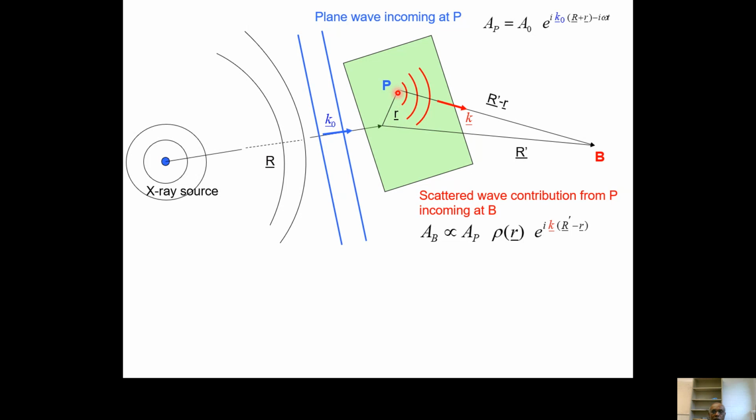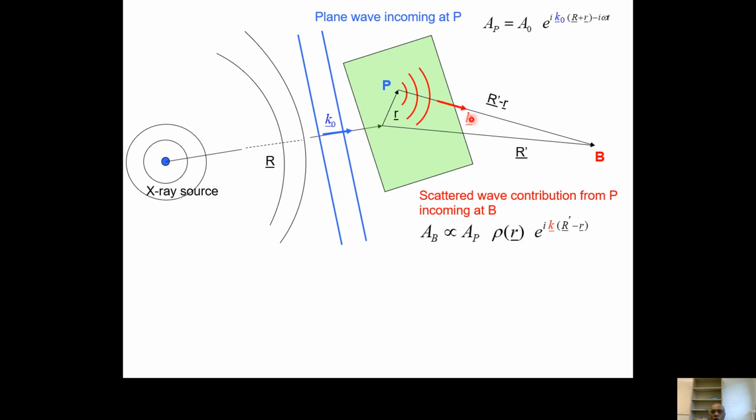Now for this P, how do I write the incoming wave? Because it's coming from here to P, my vector is going to be R plus r. Then I can write the amplitude of the wave coming to point P as some constant times e to the i, with the wave vector k0 dot (R plus r). If you want the time dependence, you just write it like this. That is the incoming wave to this P. Now what's important is what is coming out from here to where your detector is, B.